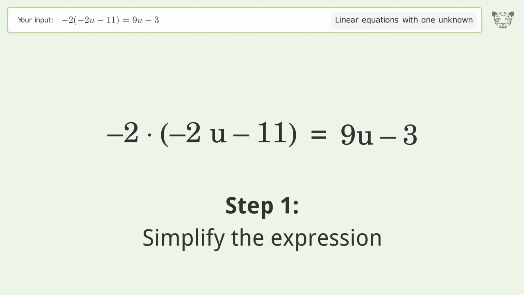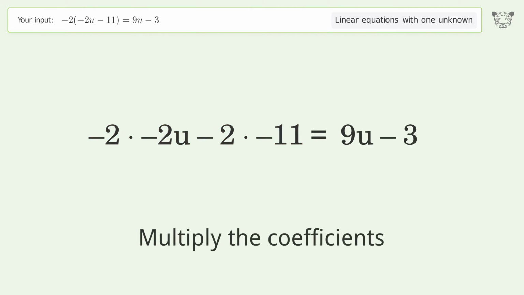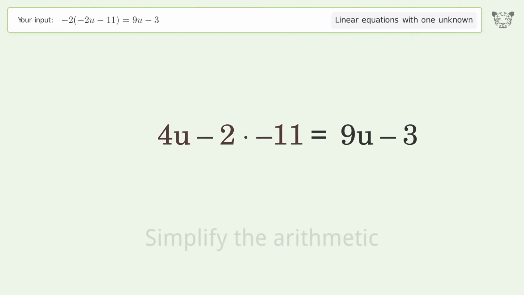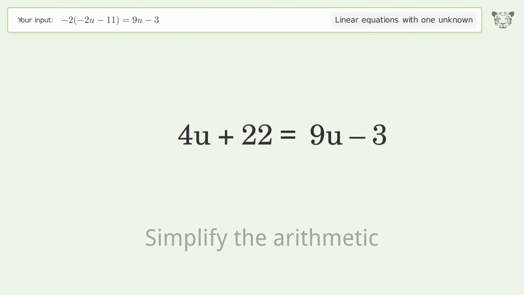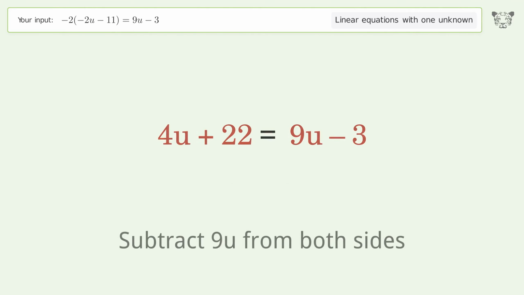Simplify the expression. Expand the parentheses. Multiply the coefficients. Simplify the arithmetic. Group all u terms on the left side of the equation. Subtract 9u from both sides.